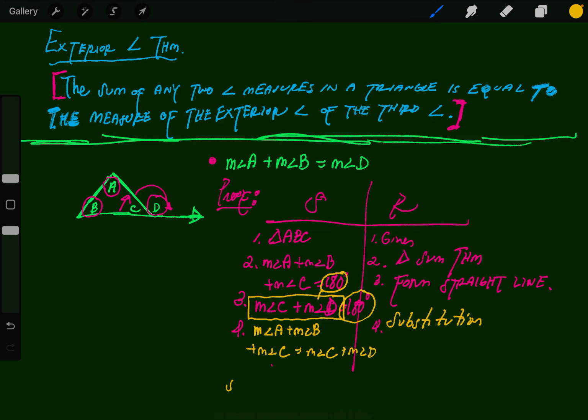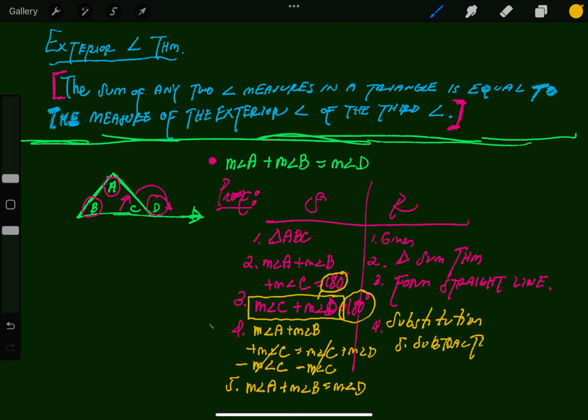Now, my final step is just subtraction. If you look on both sides here, I have measure of angle C. So I could subtract measure of angle C on both sides, and this is 0. Then I have measure of angle A plus measure of angle B is equal to measure of angle D. And this is the subtraction property of equality. You could just write subtraction. And then you're done from this point on. That's it.